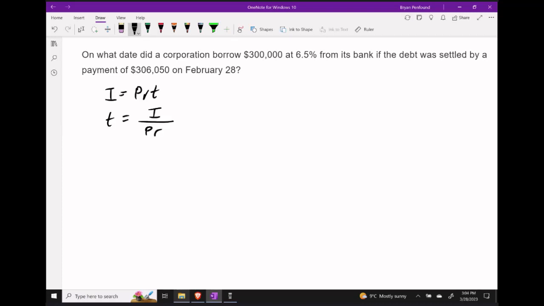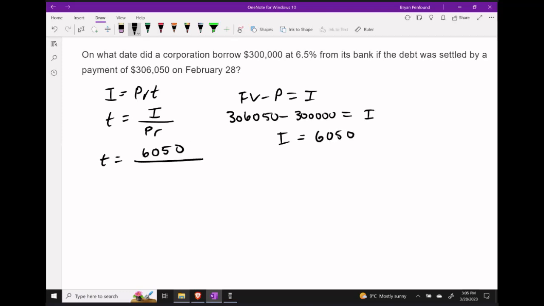Let's use the I equals PRT formula, and I'm going to isolate T by taking the interest and dividing by PR. And we know that if we take the future value, which is $306,050, and subtract the present value of $300,000, this should tell us the amount of interest. So capital I is equal to $6,050.